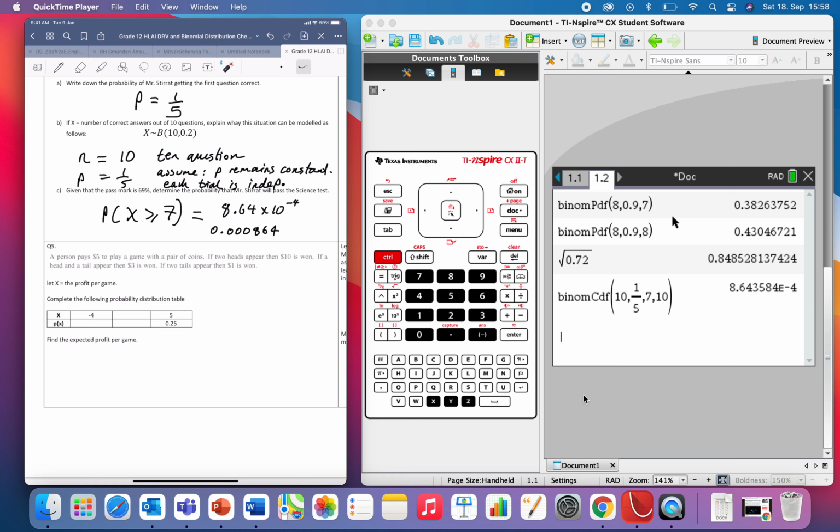Alright then, so here we go with question 5. A person pays $5 to play a game with a pair of coins. If 2 heads appear, then $10 is won. If a head and tail appear, $3. If 2 tails appear, then $1 is won. Alright, so X equals the profit per game. So we have to unpack this a little bit.